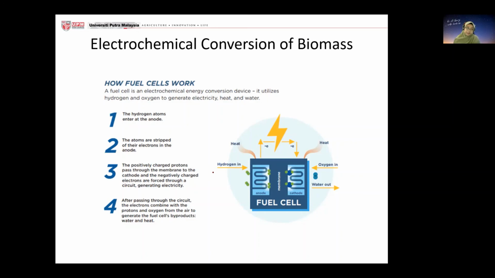So you will need hydrogen. The hydrogen will go into the anode part, where the atoms are stripped of their electrons, and the positively charged protons will pass through the membrane. The positive ones go there, and the negative ones, the electrons, will flow here.